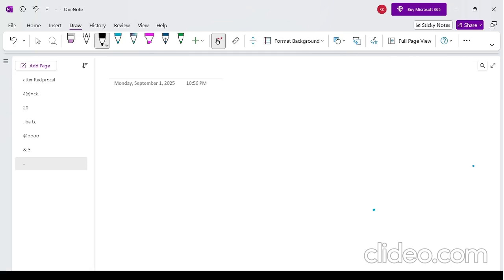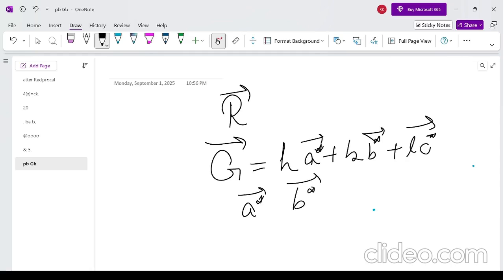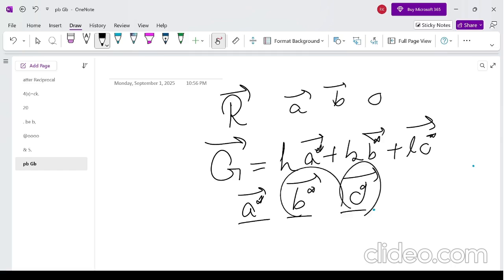Now what is this reciprocal lattice vector? Just like we had the translation vector R, we have a reciprocal lattice vector G, which is given by h a star plus k b star plus l c star, where h, k and l are integers, but a star, b star and c star are the reciprocal lattice primitive vectors. Just like a vector, b vector and c vector in the direct lattice, we have a star, b star and c star in the reciprocal lattice.